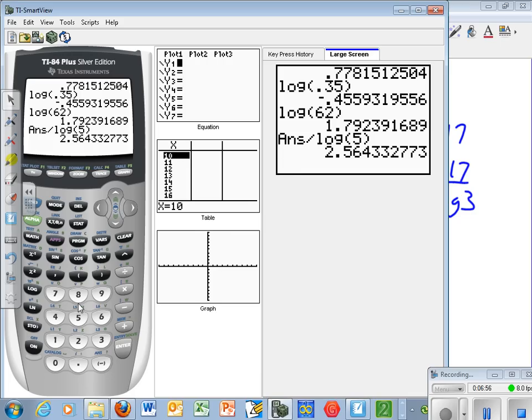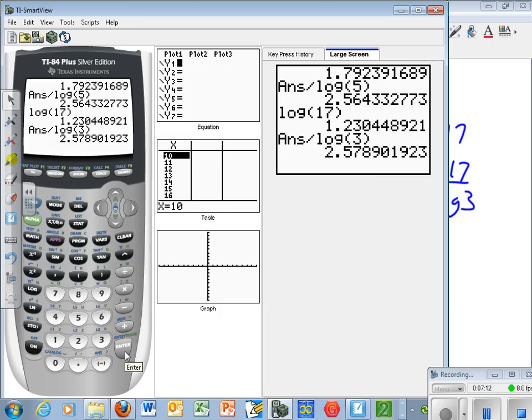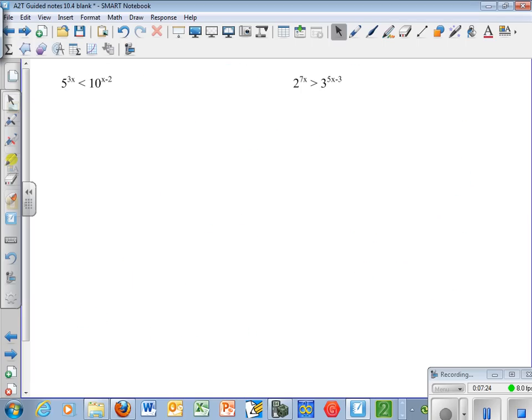So log 17 equals, and then I'm going to divide by the log of 3. And it's 2.5789 approximately to 4 decimal places. 2.5789. And you could test it on your calculator by taking 3 to that power.